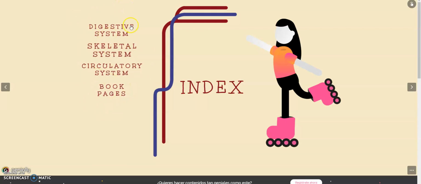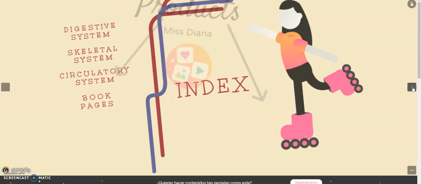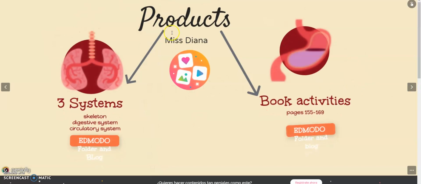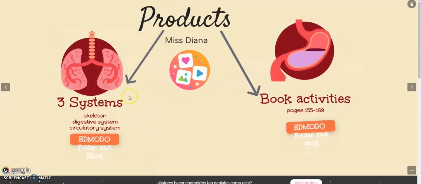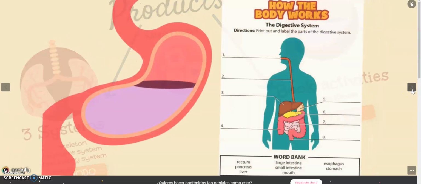So these are the activities we will be doing in this video. We're going to have two products. The first one, we're going to draw three different types of systems: the skeletal system, the digestive system, and the circulatory system. And we're going to answer the pages from page 155 to 169. Okay, very good. Let's continue.